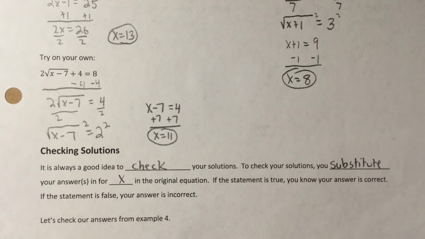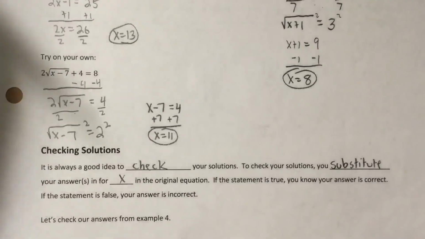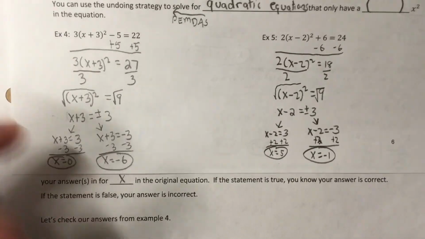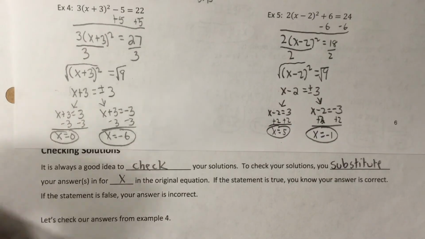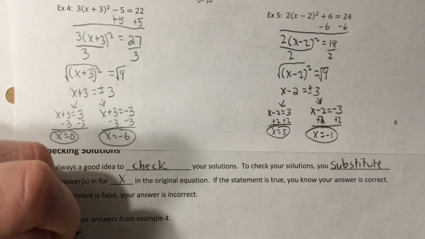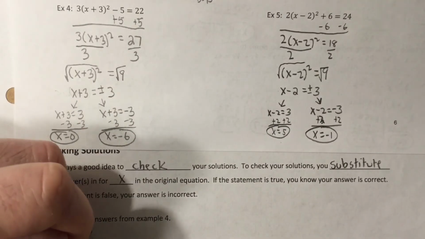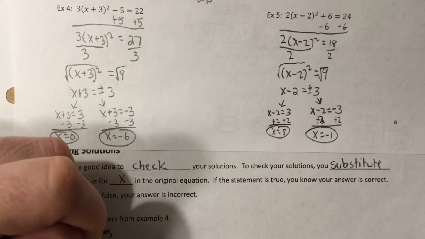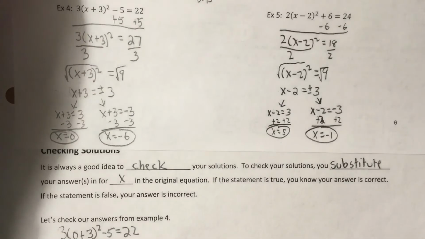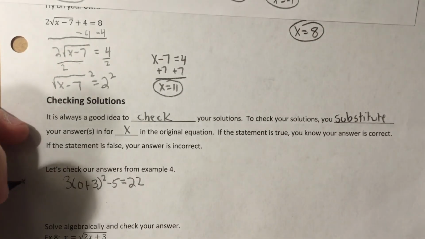So it says, let's check our answers for example 4. So example 4 was on the previous page here. We had 0 and negative 6. So we go 3 times (0 plus 3) quantity squared minus 5 equals 22. Because again, we got one answer of 0 and the other would be negative 6. So we have to check both of them. So here's x equals 0 check.